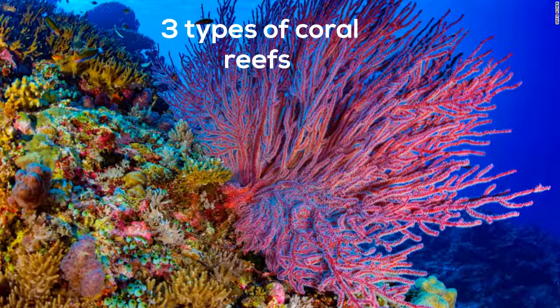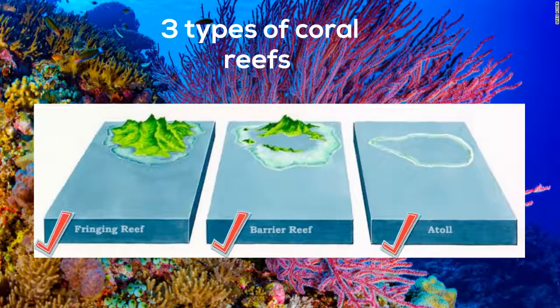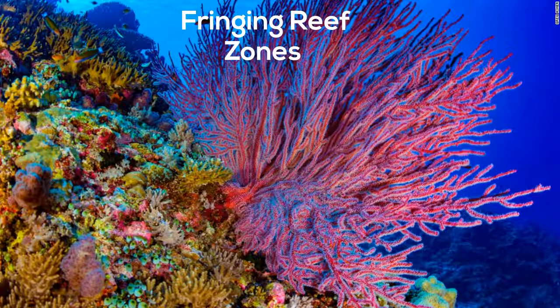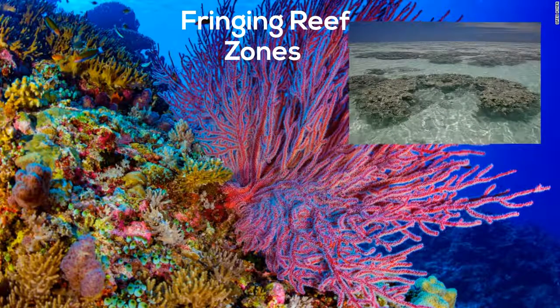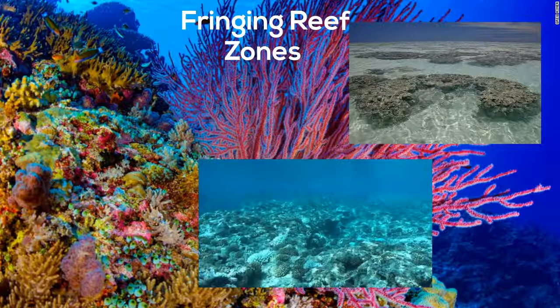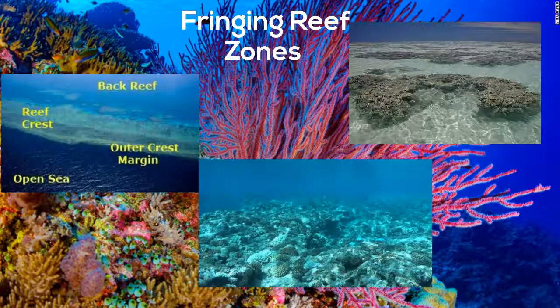As corals grow and expand, they can take on any of these three forms: fringing reefs, barrier reefs, and atolls. Fringing reefs have three zones: an inner reef flat that is sometimes exposed at low tide, an outer reef slope that is most affected by sediment damage, and a reef crest. This is the part of the reef that experiences the most coral growth than the rest of the reef.